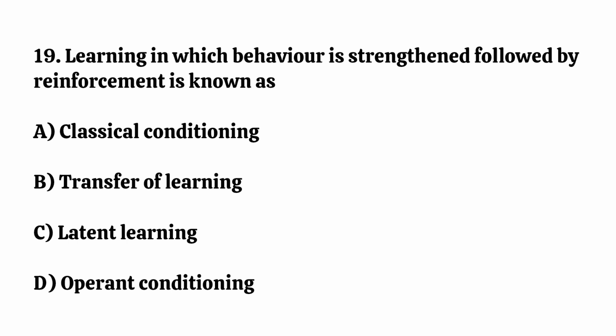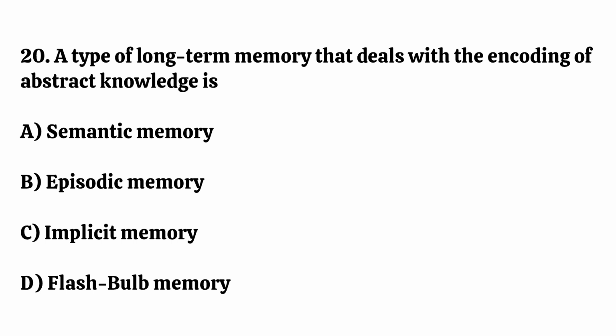Next, learning in which behavior is strengthened by reinforcement is known as A. Classical conditioning, B. Transfer of learning, C. Latent learning, D. Operant conditioning. The answer is option D. Operant conditioning.